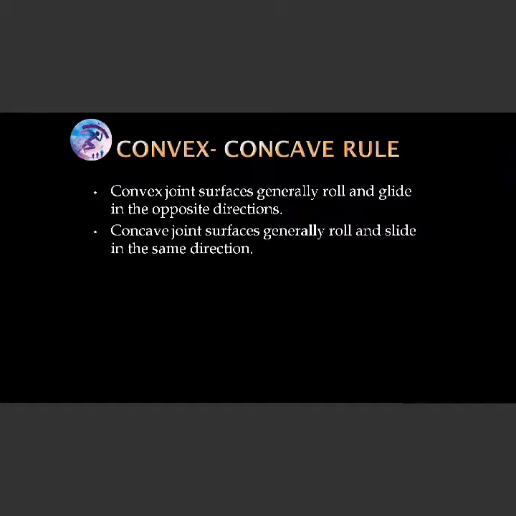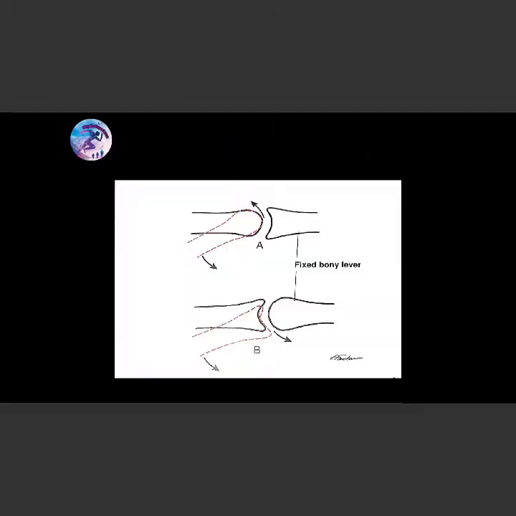Okay. So what is the convex concave rule? The convex concave rule is that the convex joint surface generally rolls and glides in the opposite direction, and the concave joint surface generally rolls and slides in the same direction.